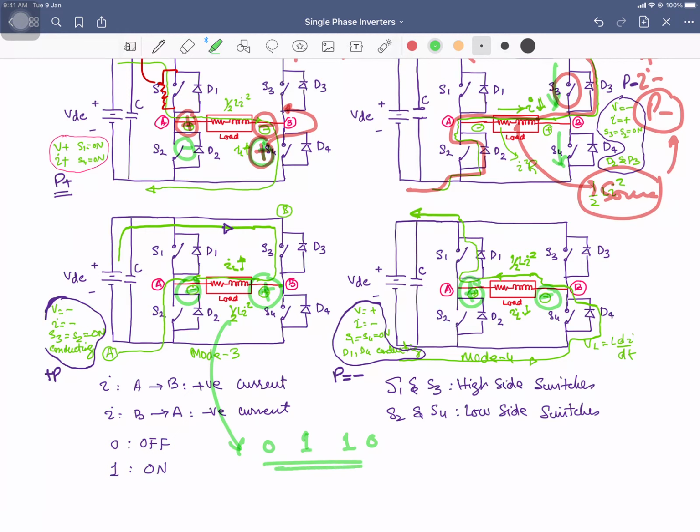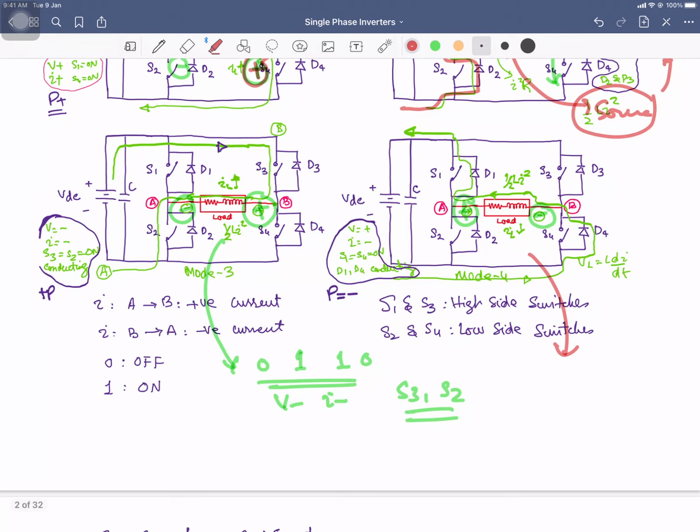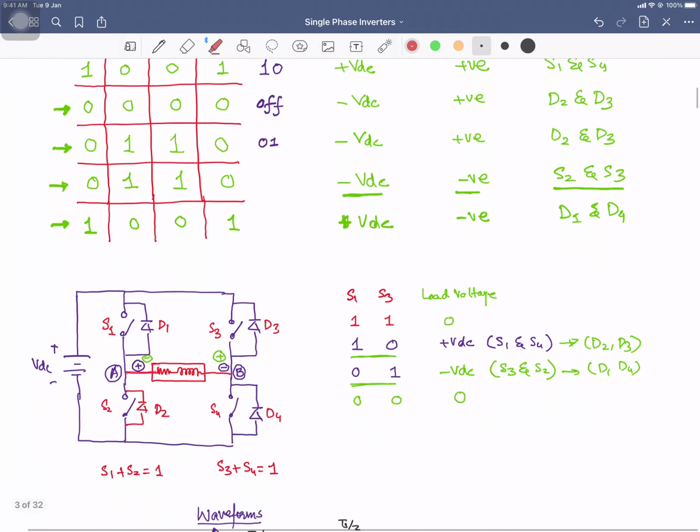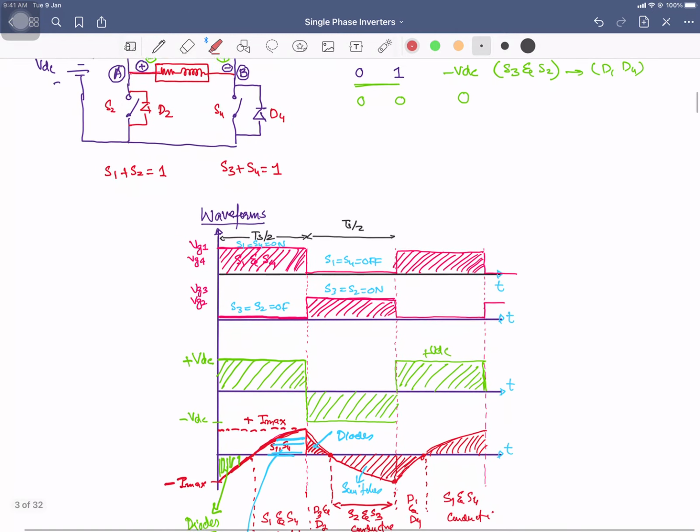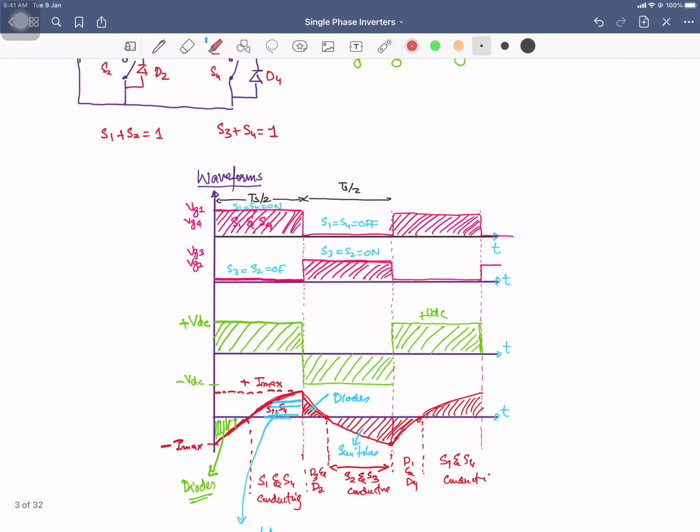And so for that one, our voltage is negative, our current is negative, and the switches S3 and S2 are conducting. And in this fourth mode of operation, in terms of binary numbers, all the switches are zeros, and voltage is positive, and the current is negative, and power is negative. So it is shown over here in this table, right? And these are the waveforms for this full bridge circuit.